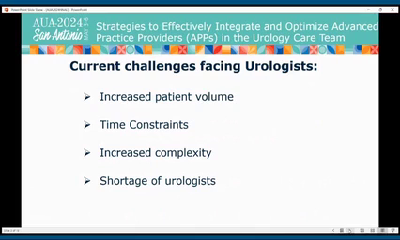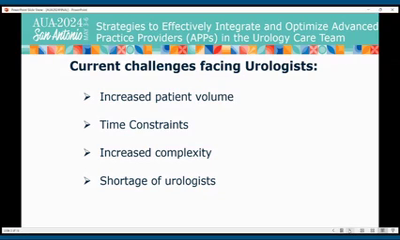So to understand how to fully utilize APPs in urologic practice, we first have to recognize and acknowledge the challenges that face urologists currently. There's obviously many, but we have outlined a few here which are integral to the growth and understanding of any department. So to start, current challenges facing urologists. The first is increased patient volume.